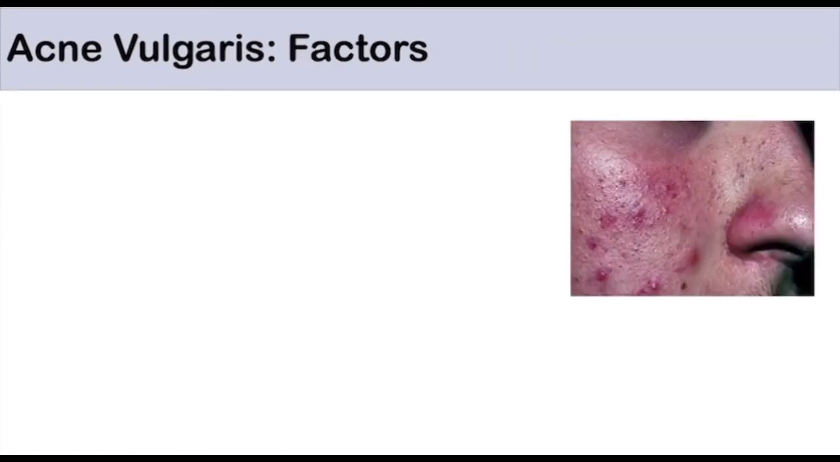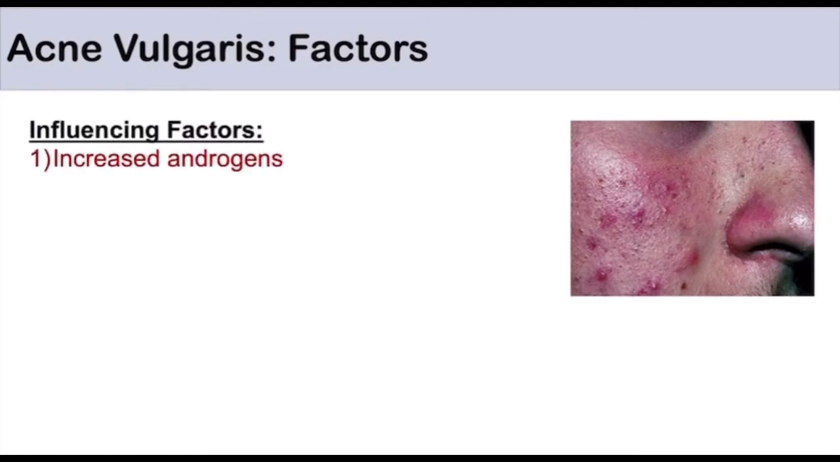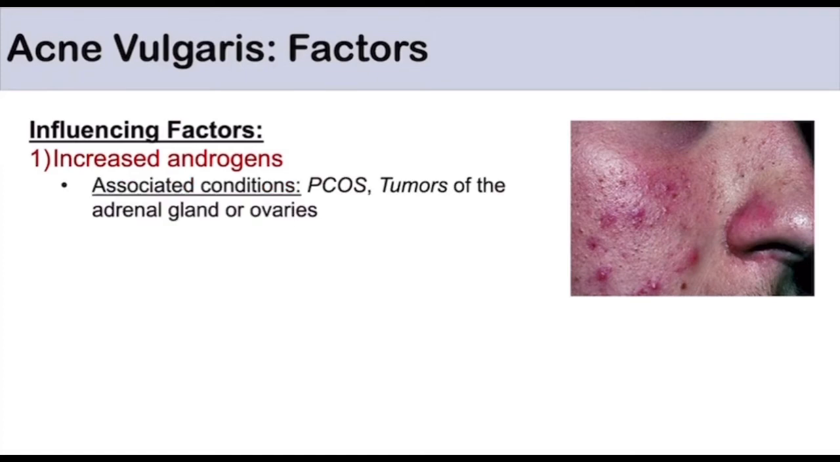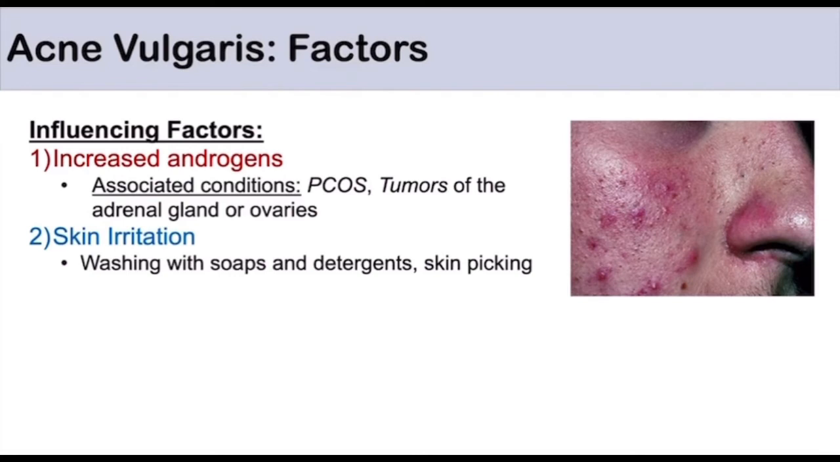Now, there are a variety of factors that can worsen acne or make it even more pronounced. These include the following. These include increased androgen levels. So there are associated conditions that can have higher levels of androgens than normal. This includes polycystic ovary syndrome or PCOS, and even having tumors of the adrenal gland or ovaries can lead to worsening acne. Skin irritation, anything where there's excess of washing with soaps and detergents or skin picking, anything that dries the skin out can worsen the area, can exacerbate the acne.